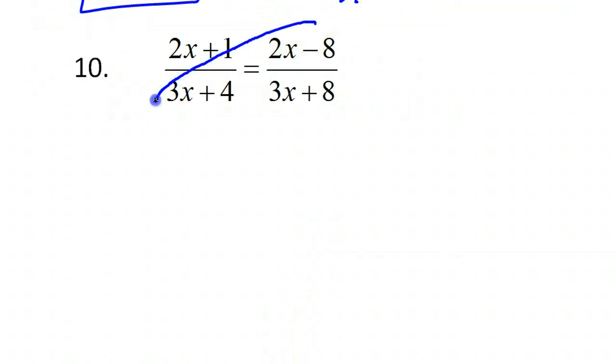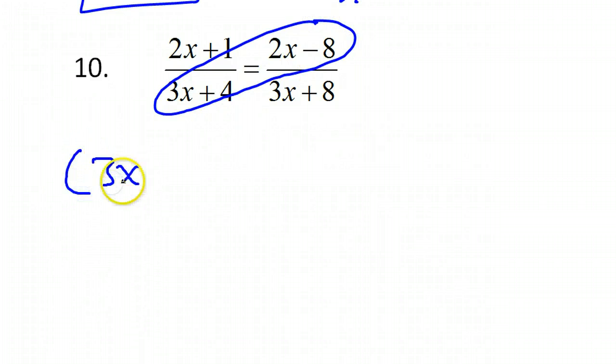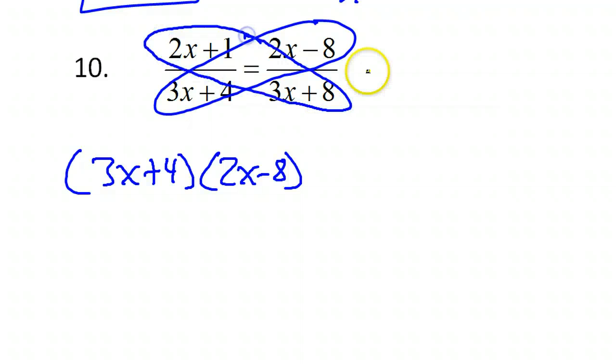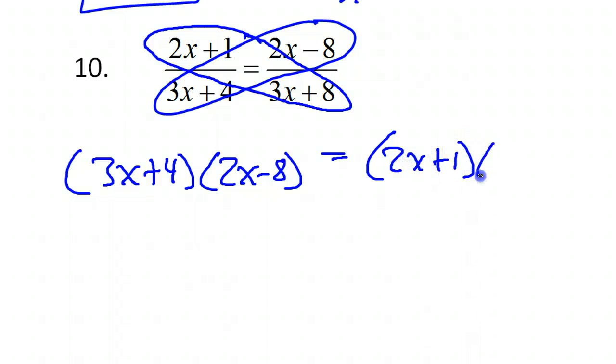Alright, number 10. Okay, this diagonal we'll set up this way. 3x plus 4 times 2x minus 8. Now the other diagonal will look like this. Equals 2x plus 1 times 3x plus 8. I'm going to double distribute all of this.